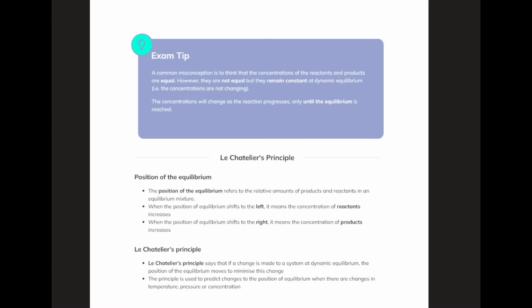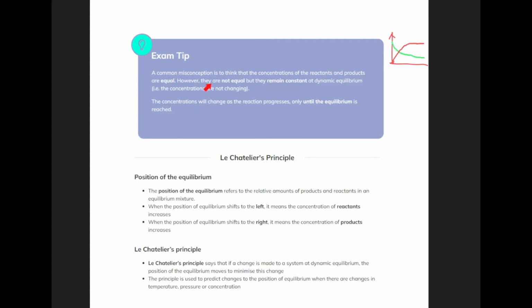For this exam tip, a common misconception is to think that the concentrations of the reactants and products are equal. They are not equal, they are constant. If you still remember the graph just now, where they put the concentration of reactant like this, then the concentration of product like that, you can easily see that they are not the same. If you think it is equal, then it is a wrong concept already.